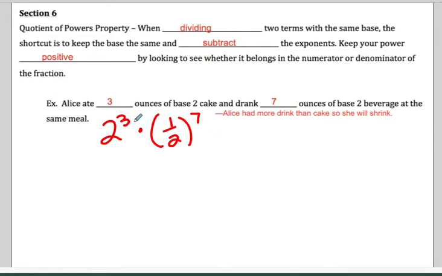We know that the cake belongs in the numerator and the beverage is in the denominator, so let's write this as one expression, 2 to the 3rd over 2 to the 7th. So we're going to look and see that we have the same base, and so we're going to subtract the exponents. And so 7 minus 3 is 4. She had more to drink. The 7 is larger than 3, so the answer of 2 to the 4th is going to be in the denominator, which shows that Alice would shrink.